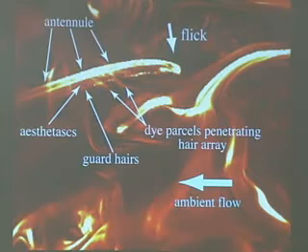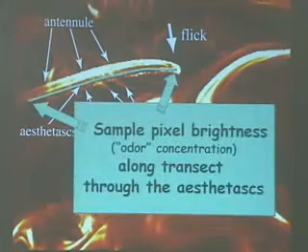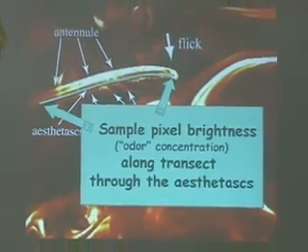And what we did to follow what an antennule was capturing as a function of time is, in each frame of the video, we would run a transect through the chemosensory hairs and measure pixel brightness, which was calibrated to odor concentration, along that transect. So we did that from one frame to the next, and let me show you what we learned when we did that.